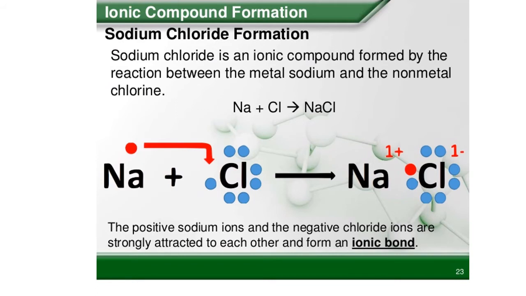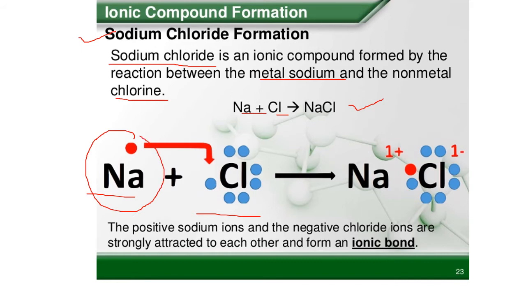So ionic compound formation, how does it occur? For example, they have taken the example of sodium chloride formation. Sodium chloride is formed by sodium and chlorine. Sodium chloride is an ionic compound formed by the reaction between the metal sodium and the non-metal chlorine. So Na plus Cl will give you NaCl. What is the valency of Na? It is Na+. In the previous table you have seen it. And chlorine is Cl-.